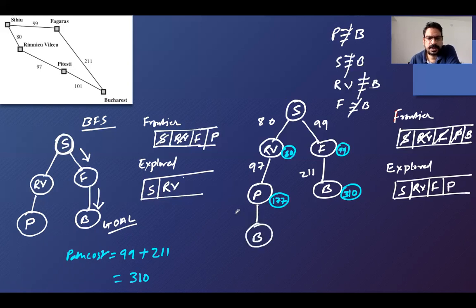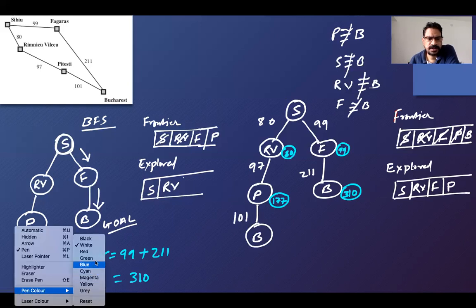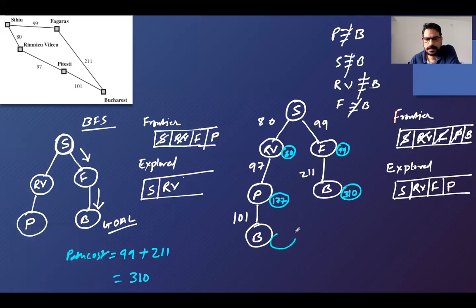So I get Bucharest here. And the cost from here to here is 101. And what is the total cost here? It will be 287. Now we find a new child. The child which was already here has the cost 310. So this child will be replaced with this child, with the cost of 287.